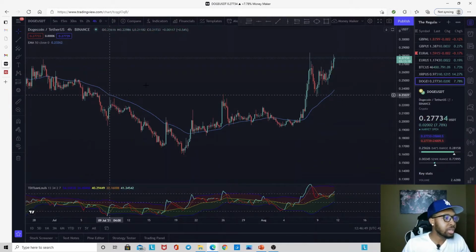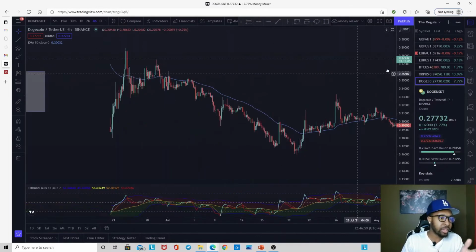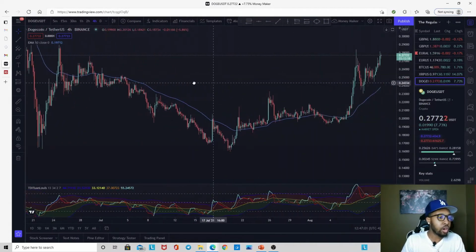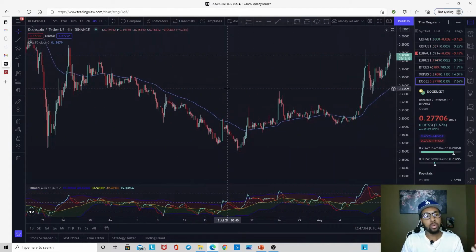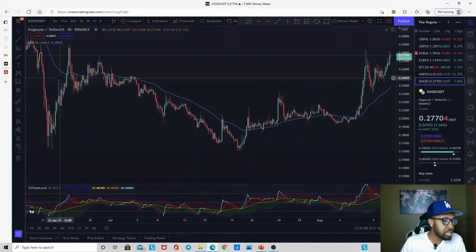What I do when I'm looking for support and resistance levels on pairs that I don't know their key levels, I just go back on a 4 hour time frame. I don't go back hella far. I just go back far enough so I can see nice support, nice structure, nice support and resistance levels. So I'm looking at these wicks right here.